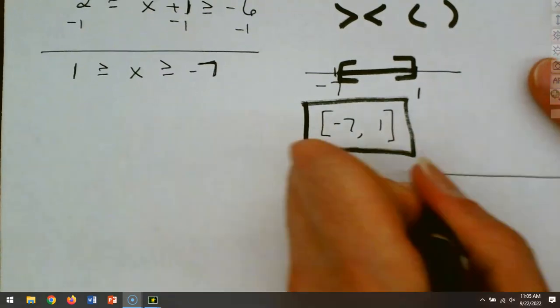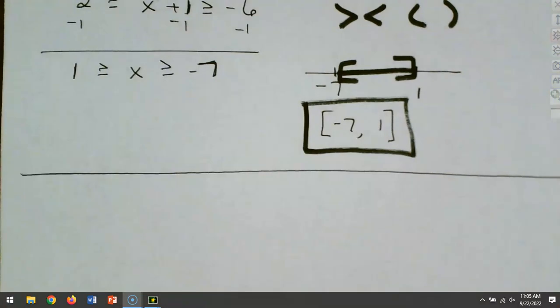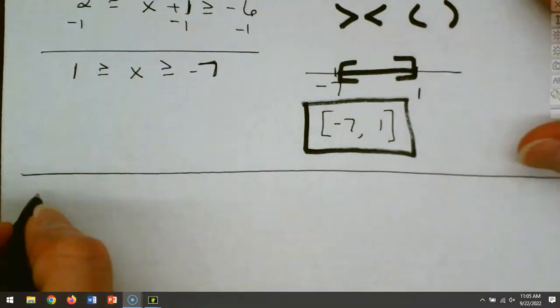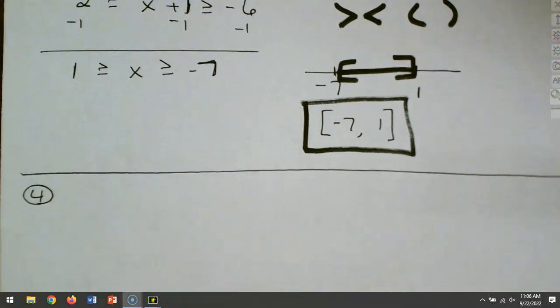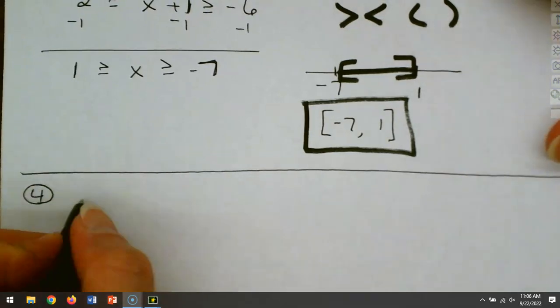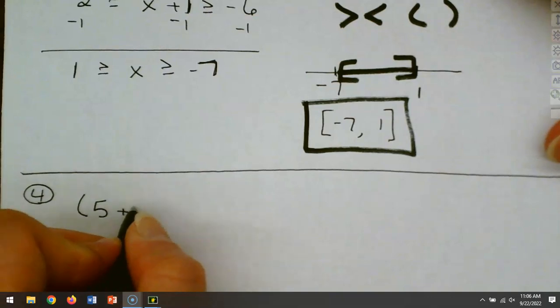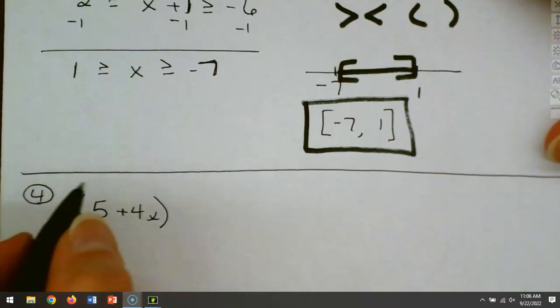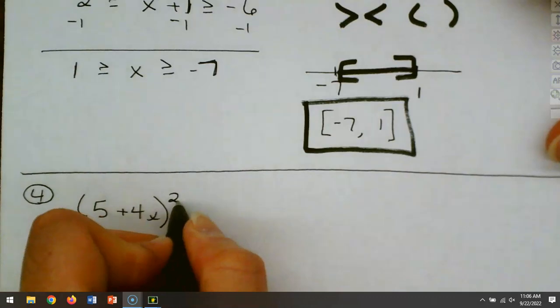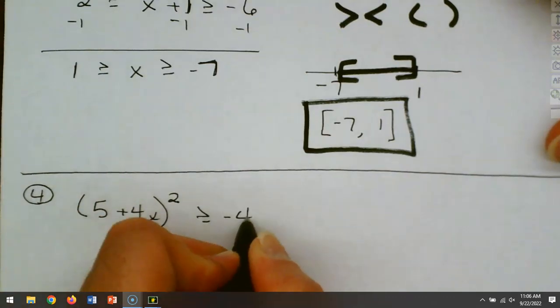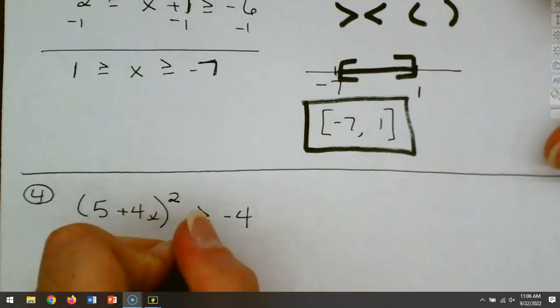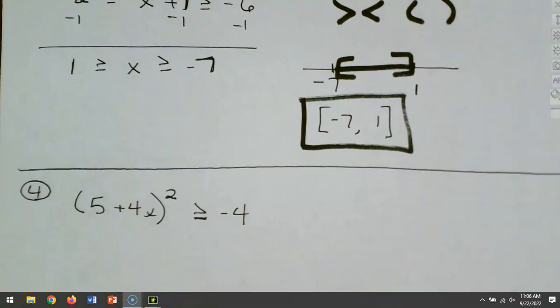Question 4, we did something similar to it in our example questions, but we're going to go ahead and look at question 4. So this is what we've got. Okay, so question 4 in your homework, 1-7, question 4.